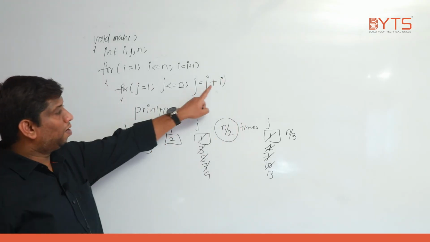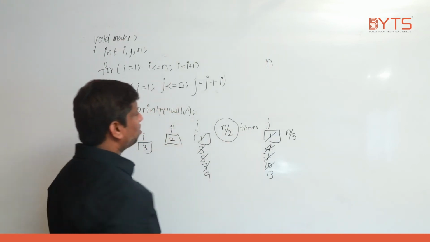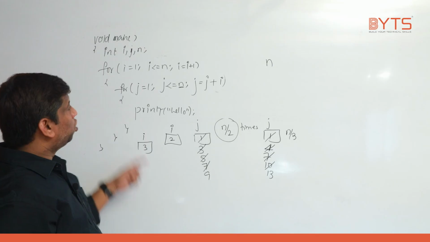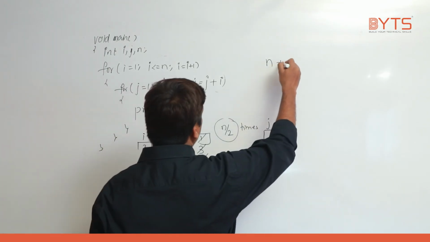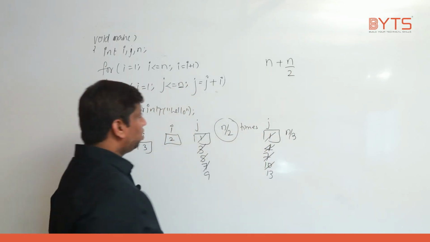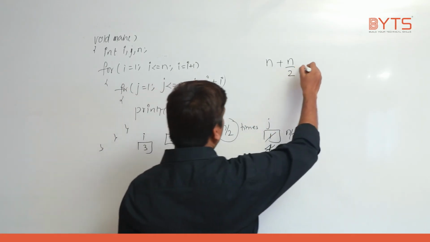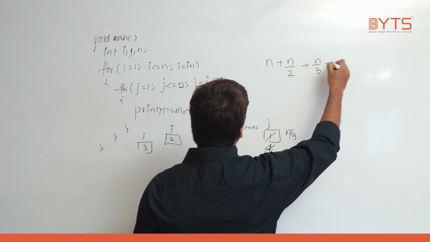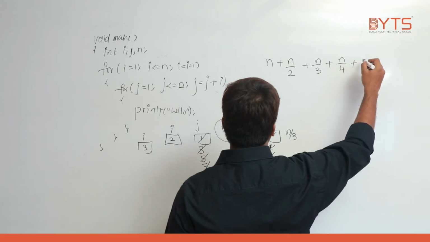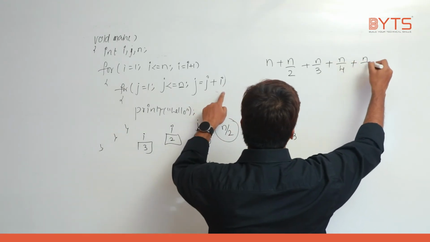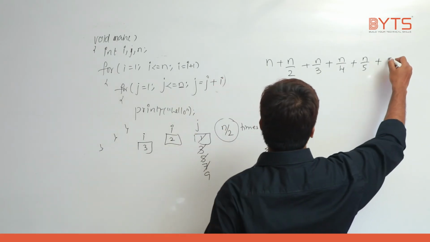So what I am trying to do here is I am keeping i. First time it will become 1. So this loop will repeat how many times? n times, because every time you are adding only one value. But when the value of i is 2, this loop will repeat n by 2 times. When the value of i is 3, n by 3 times. When the value of i is 4, n by 4 times. When the value of i is 5, n by 5 times. When the value of i is n, this loop will repeat only one time, right?